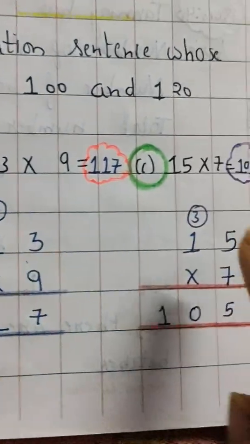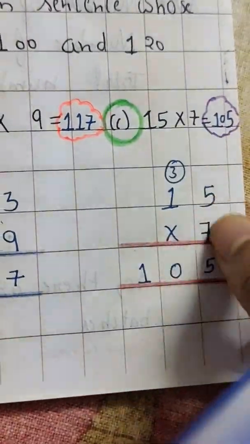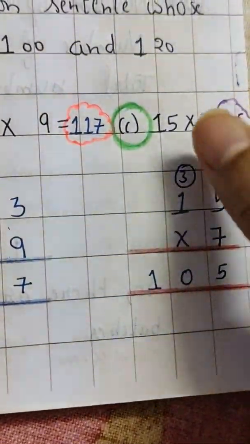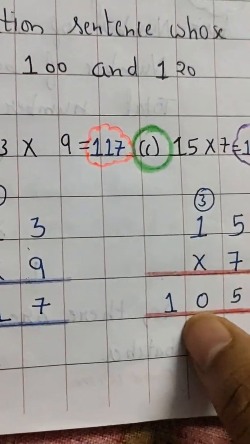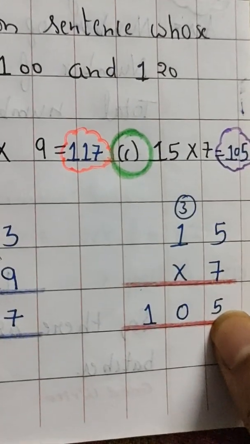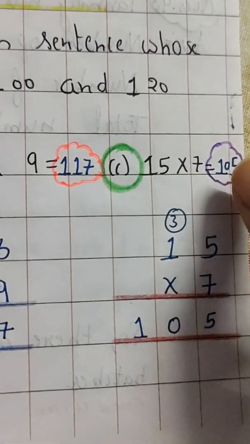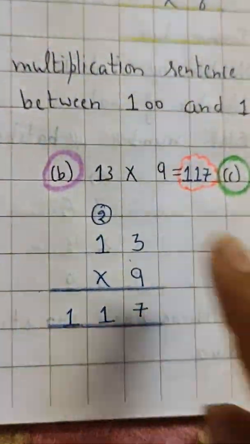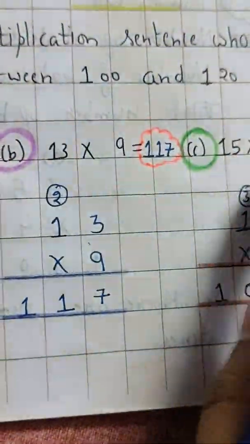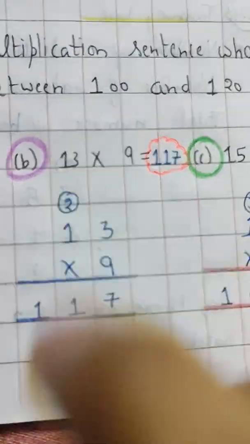Now next is 15 multiplied by 7. So 7 fives are 35, 5 here and 3 up, 7 ones are 7, 7 plus 3 is 10, so 105. This is also between 100 and 120, so you will circle this also. So two sentences you will circle, multiplication sentences.